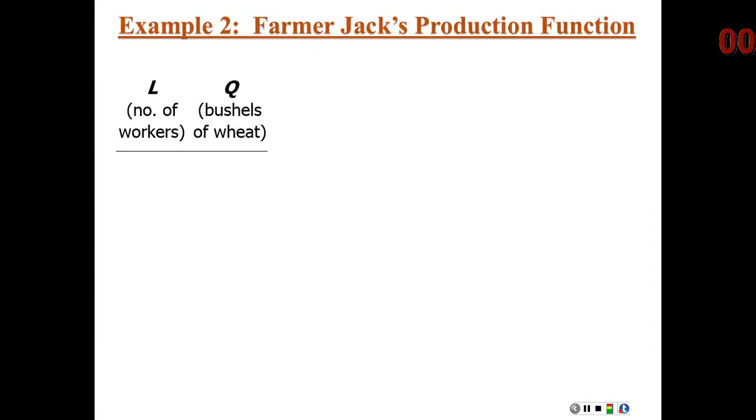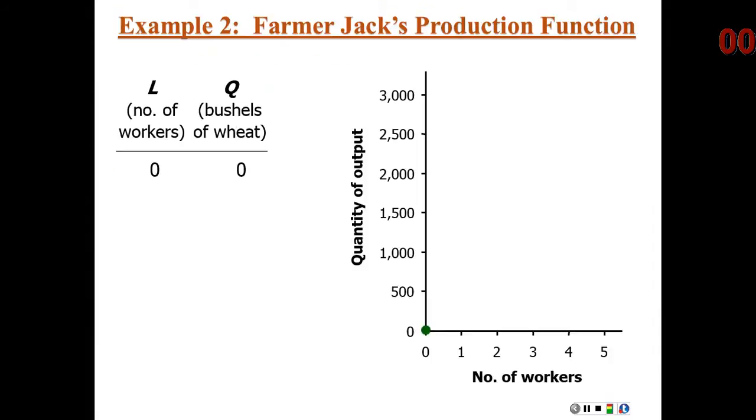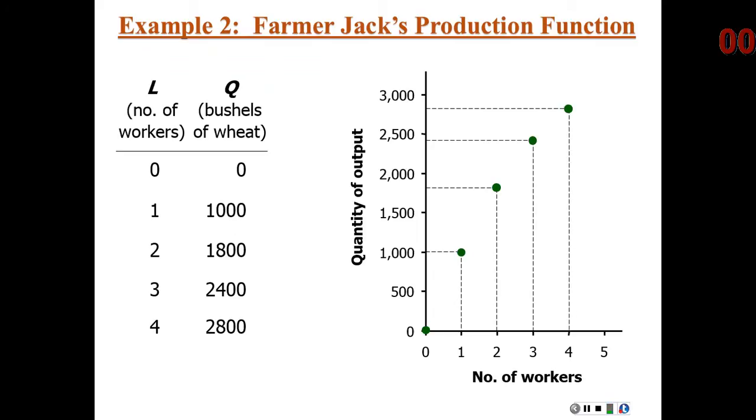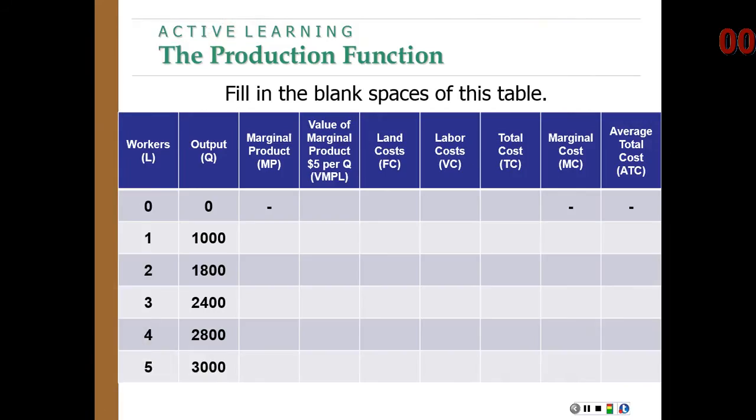Our example was Farmer Jack, who as he hired more workers, which was his input there on the x-axis, got more output. We remember that the shape of the production function for Farmer Jack was getting flatter, which represented diminishing marginal product, right? Remember we had our table where we filled in the marginal product, value of marginal product, concepts. Now we want to get more to the cost concepts.